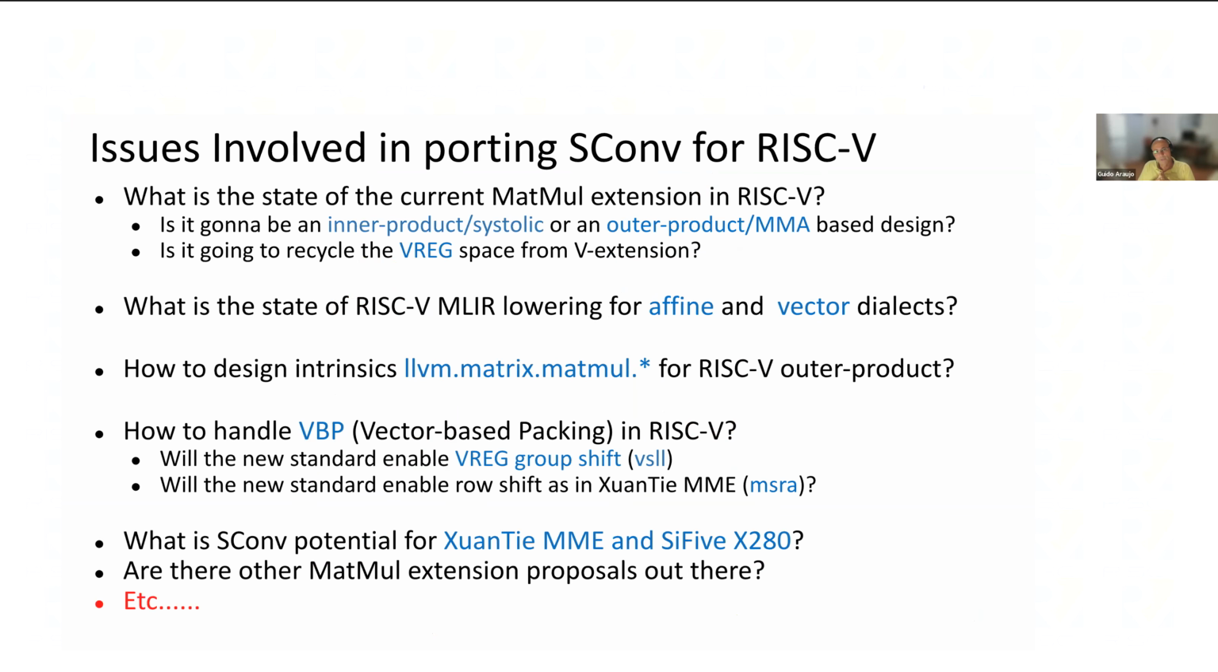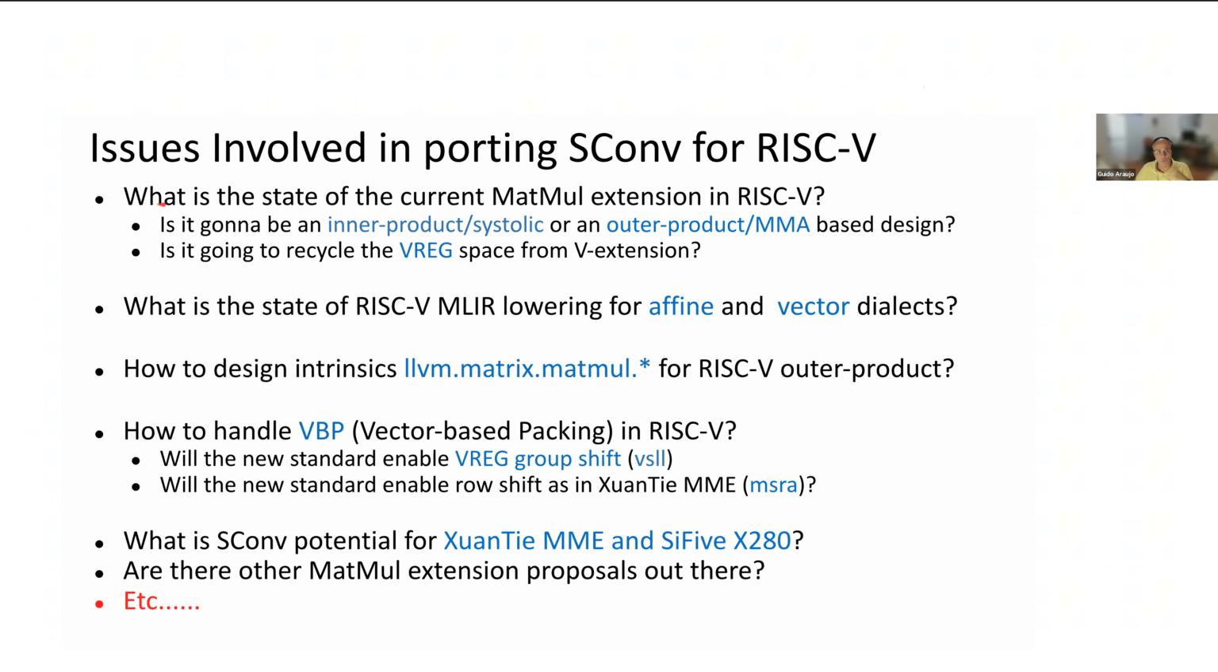Let's go back a little bit to some issues that could show up when porting SConv to RISC-V. This is the exploratory part of the presentation. We are very open to receiving feedback and questions, and to participating in the process of the MATBU extension, so we can explore it and give some contributions.